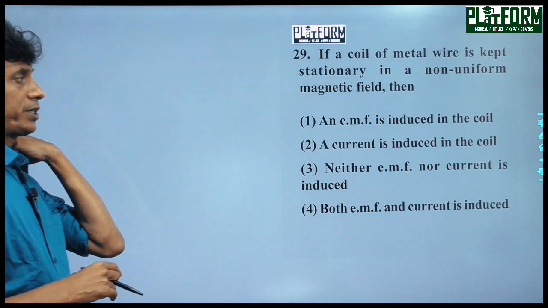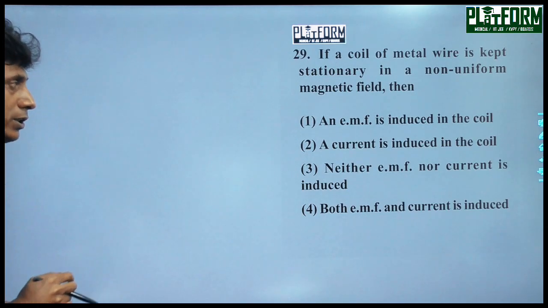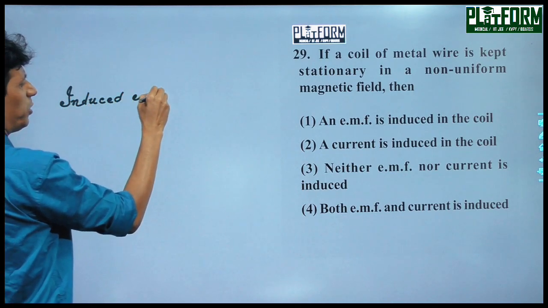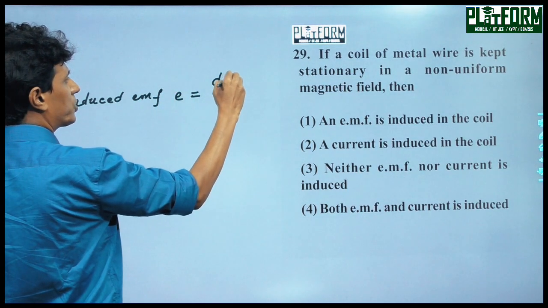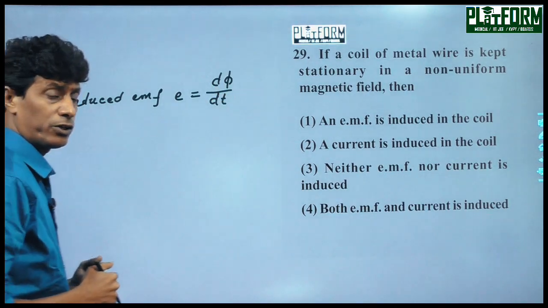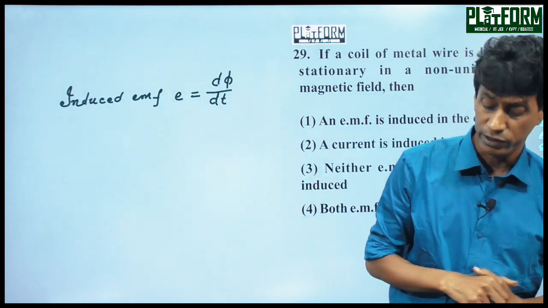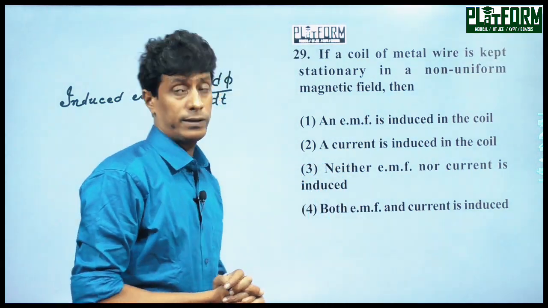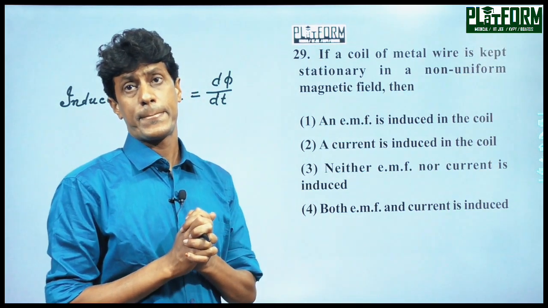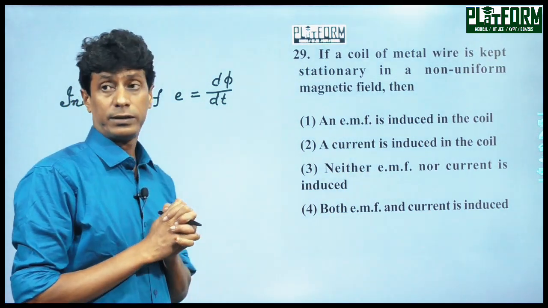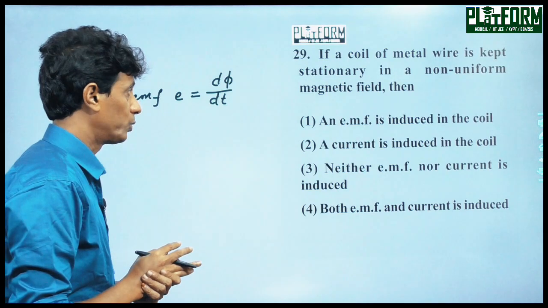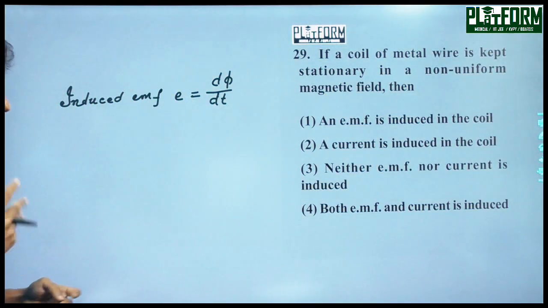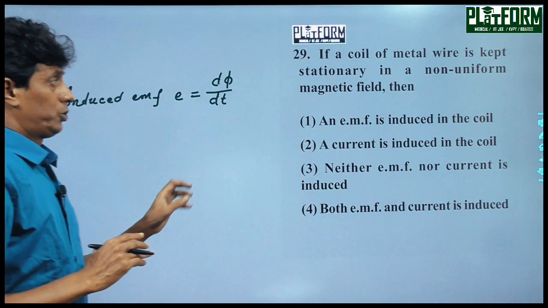If a coil of metal wire is kept stationary in a non-uniform magnetic field, then an EMF is induced in the coil. By Faraday's law, the induced EMF is equal to the rate of change of magnetic flux. So we need a time-varying magnetic field. If we want to get the induced potential or induced EMF within any coil or across any conducting bar, then the bar, the conducting body or the coil should have a time-varying magnetic field passing through it. So an EMF is induced in the coil.